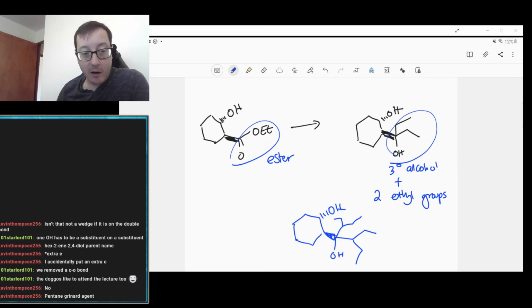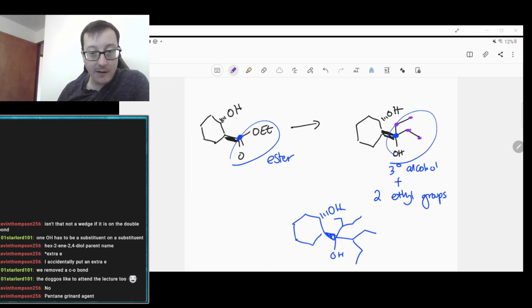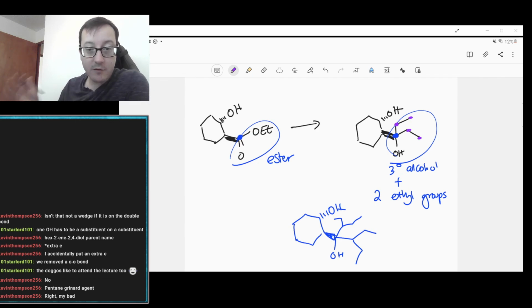Because the bond, this carbon here, is our carbonyl carbon. So we're not adding that carbon on. We're only adding two ethyl groups. 1, 2, 3, 4. Those are our new carbons. If we were to add a 3-pentane Grignard reagent, those would add 5 carbons twice.